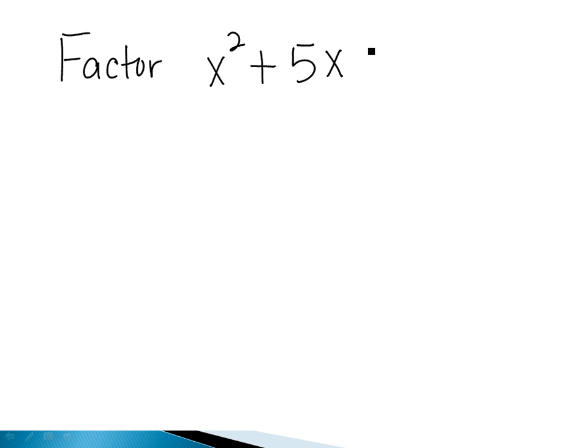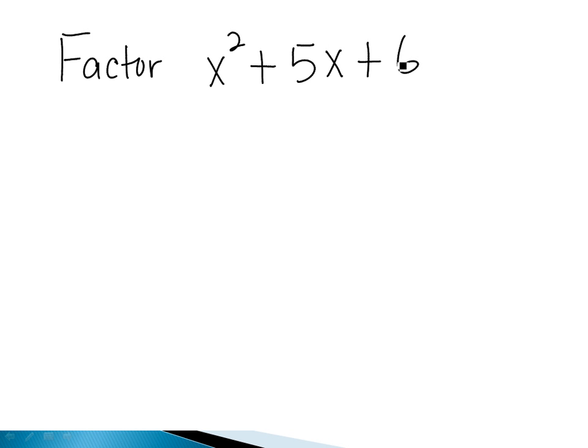Let's try factoring x squared plus 5x plus 6. Again, a equals 1. And one thing I forgot to mention in the last problem is to always look for the GCF first. We do not have a GCF for this problem, so we just go ahead and proceed to factor x squared plus 5x plus 6 as the trinomial.